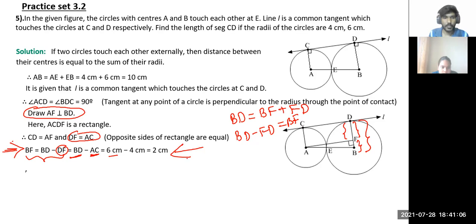Yes? Okay. So we get BF to be 2 centimeters. That is the small part here, the small area. We get 2 centimeters. So BF is 2 centimeters.